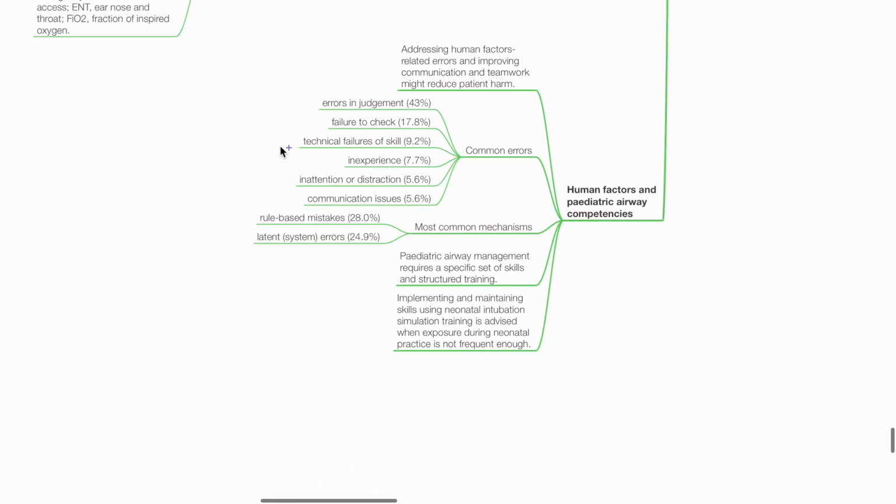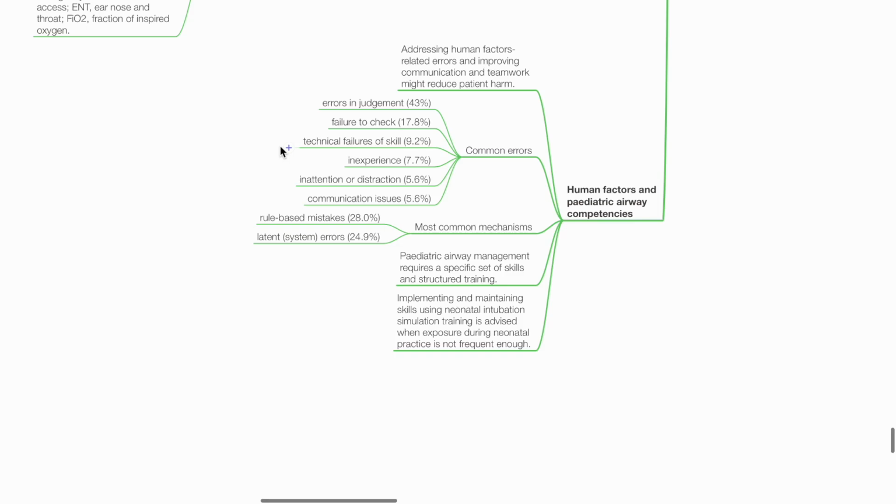Human factors and pediatric airway competencies. Addressing human factors related errors and improving communication and teamwork might reduce patient harm. Common errors include error in judgment, 43%, failure to check, 17%, technical failures of skill 9%, inexperience 7%, inattention or distraction 5%, communication issues 5%. The most common mechanisms of error include rule-based mistakes and latent system errors.